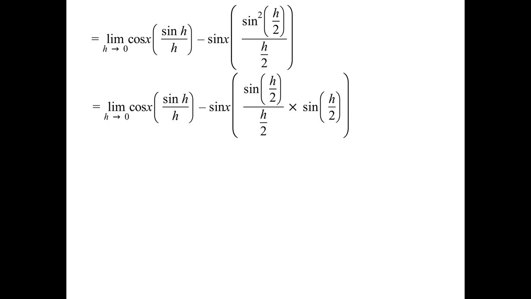Because that first one, sine h on h, goes to 1. The sine h on 2 and h on 2 goes to 1, but it's multiplied by the sine of 0, which is 0. I've got cos x times 1 plus sine x times 0, so the derivative of sine x is cos x. So sine goes to cosine.